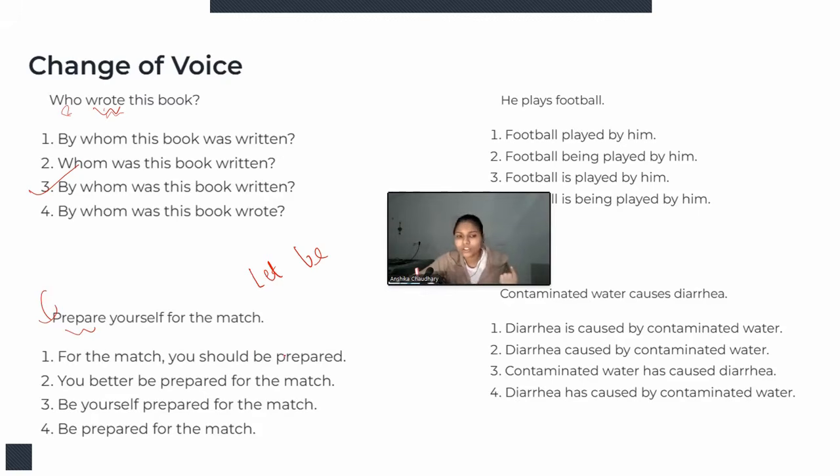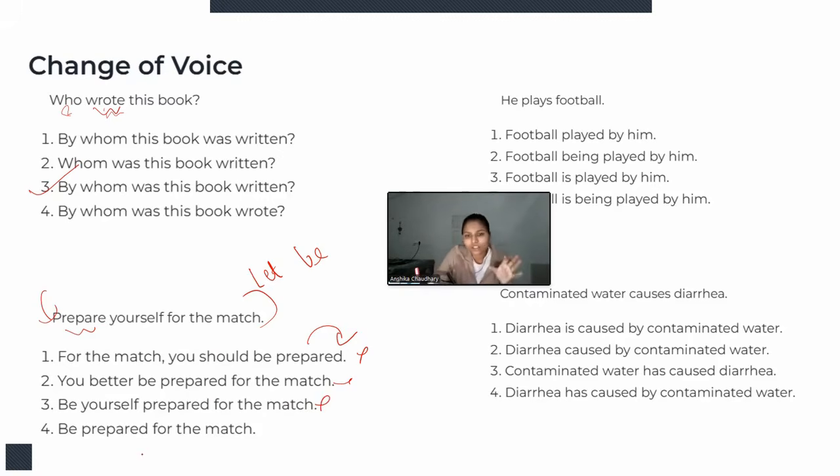If we see the options for the match, you should be prepared. It is kind of changing the mode: it is a command and this is a suggestion. So it is changing the mode of the sentence. So it will not be the answer. The next is you better be prepared for the match. It is kind of warning something, right? Be yourself prepared for the match. It has changed the meaning of the sentence.